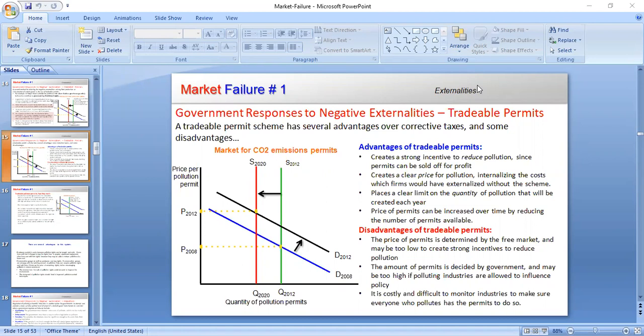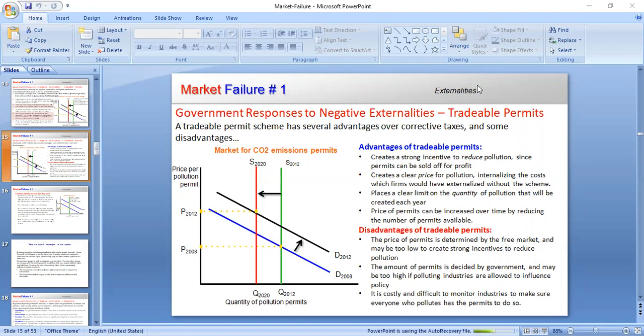We looked at the negative externality in production. We looked at, for example, pollution. We looked at negative externality in consumption. And we saw the measures that the government uses to internalize these externalities or to respond to these externalities.